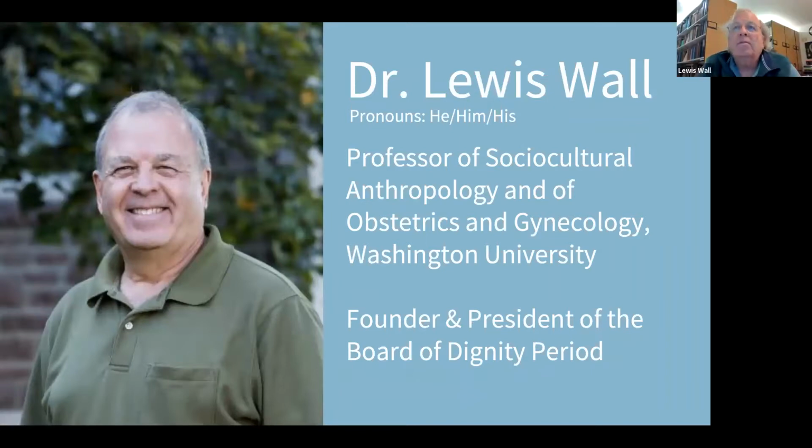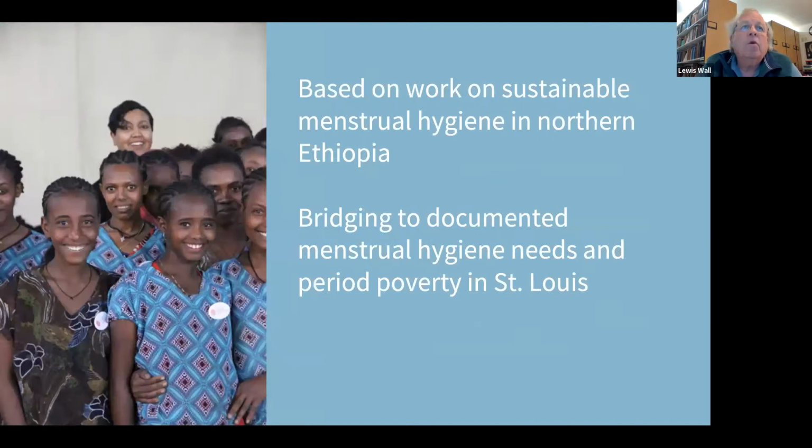Hi, I'm Dr. Lewis Wall. I'm a professor of sociocultural anthropology at Washington University. I'm also a professor of obstetrics and gynecology in the School of Medicine. I'm jointly qualified. I'm the president and co-founder of an organization called Dignity Period that works to improve menstrual hygiene education and provide reusable menstrual hygiene products in Ethiopia and here in St. Louis. I worked with a remarkable woman named Frawini Mabratu, who was named the CNN Hero of the Year in 2019, who set up a factory to produce these products in Ethiopia.